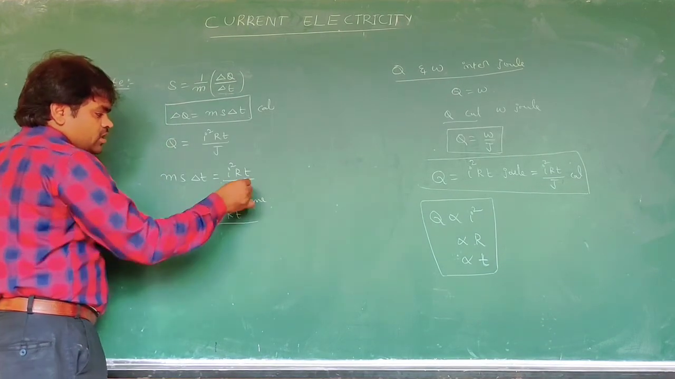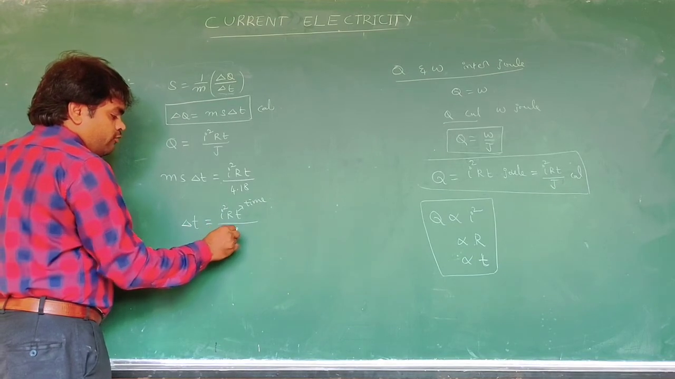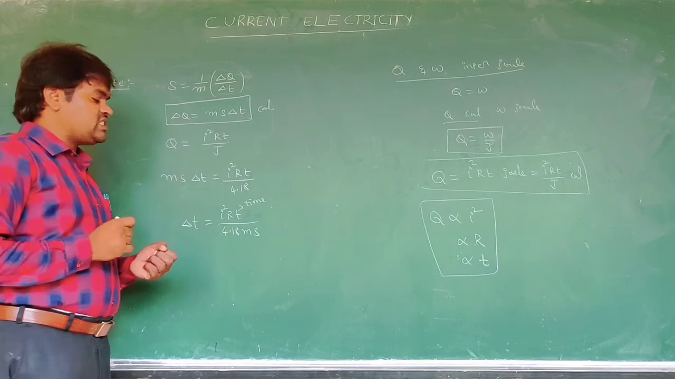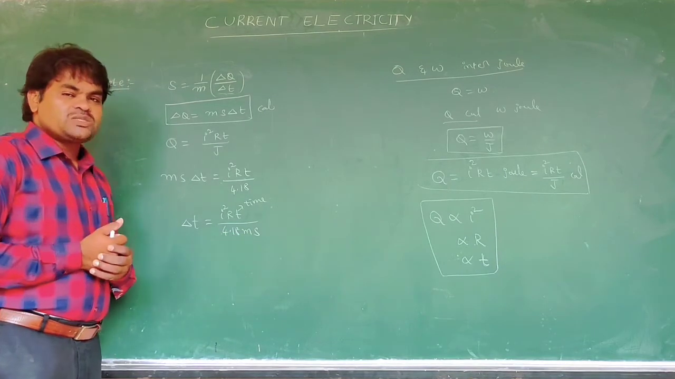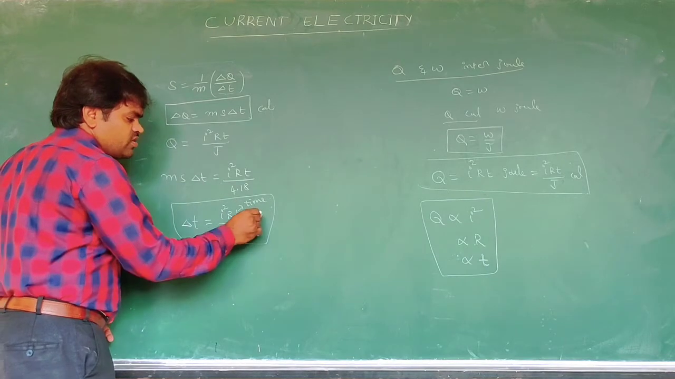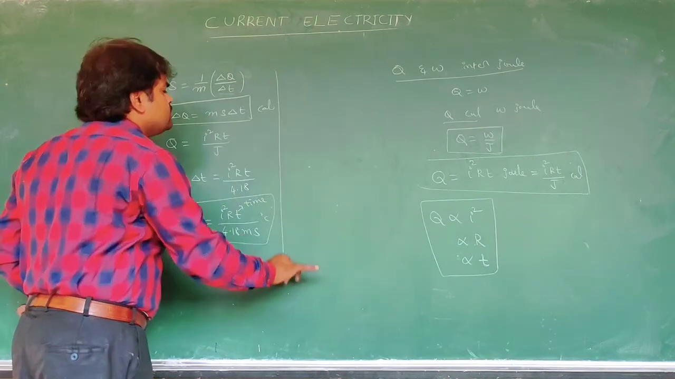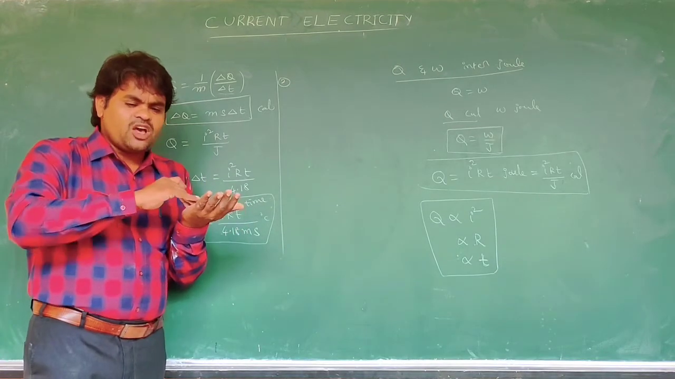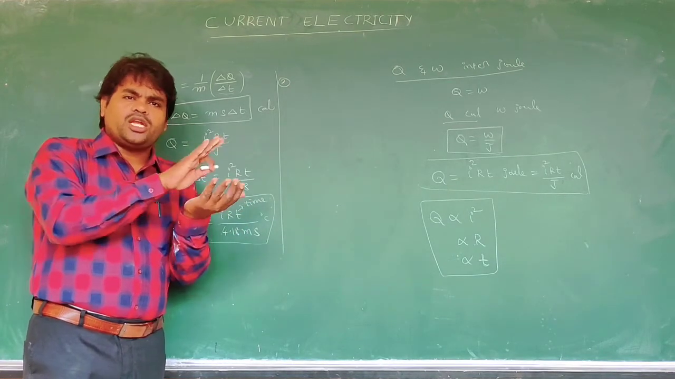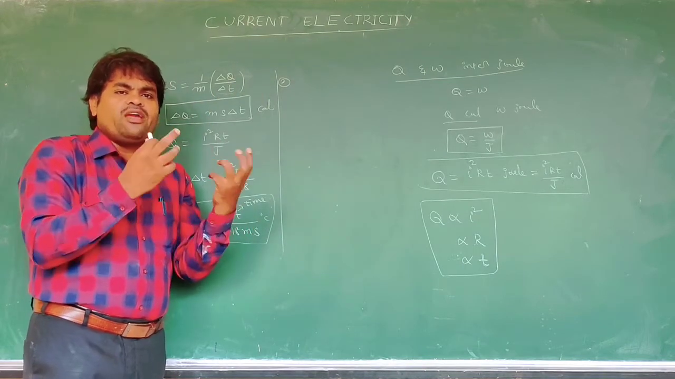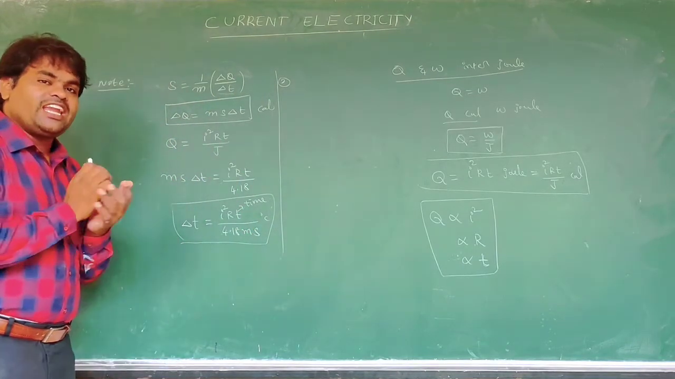by 4.18 into m s, where m is the mass of the substance and s is the specific heat of the substance. For example, another case: when the state of the substance is converted, that means solid to liquid, liquid to gas, at that time we consider latent heat.